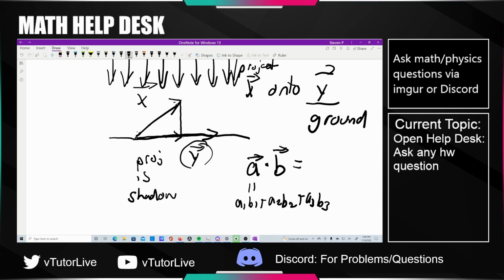Right. But this is also equal to the magnitude of A times the magnitude of B times cosine of theta, where theta is the angle between the two. I'm being a little silly. I don't know why I called it A and B. I should just call it X and Y, just to keep the definitions consistent with our problem. Okay, that's fine.